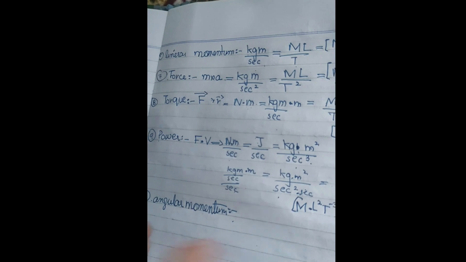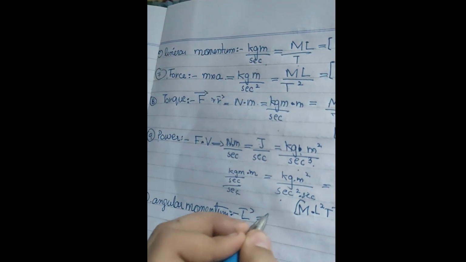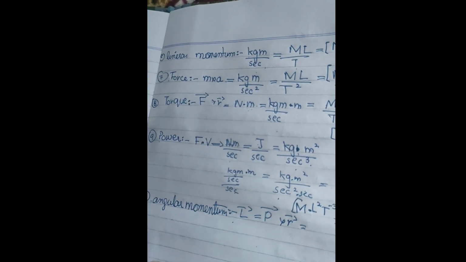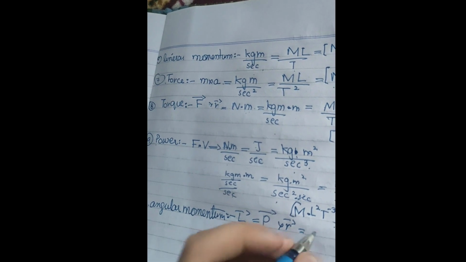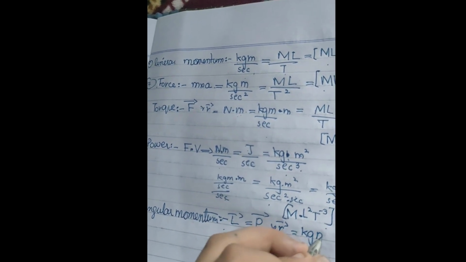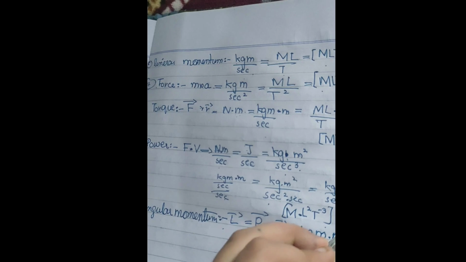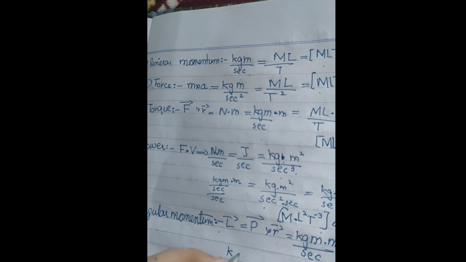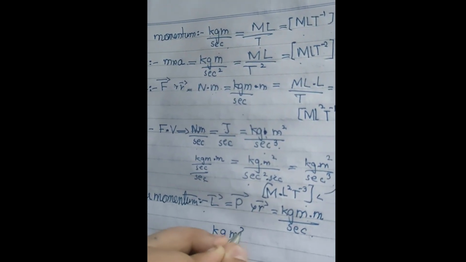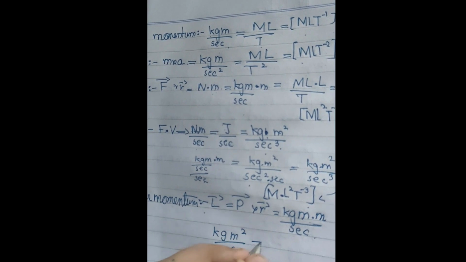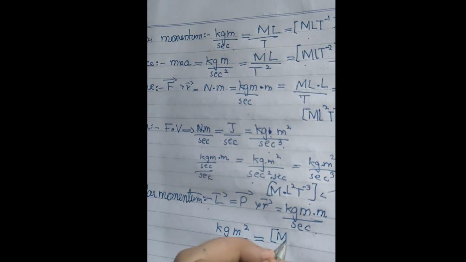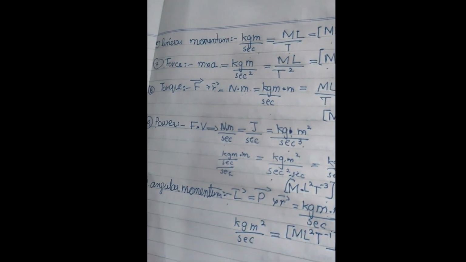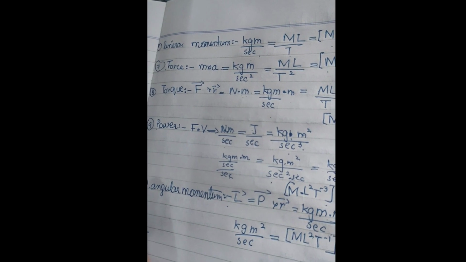For angular momentum we have the formula, that is L is equal to P multiplied by r vector. So we have kilogram meter times meter upon second. So here we have kilogram meter square upon second. So in the dimension form, kilogram ML^2T^-1. This is the dimension. Now we have number 11, frequency.